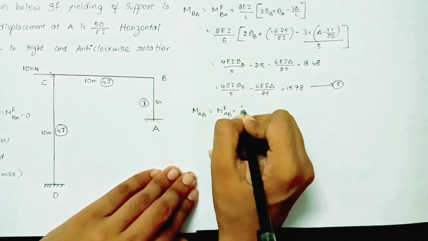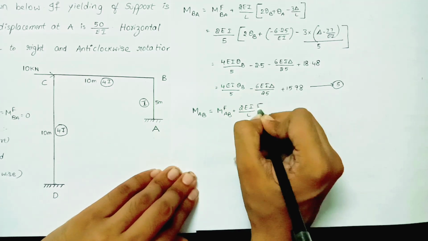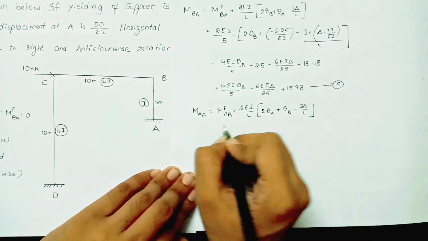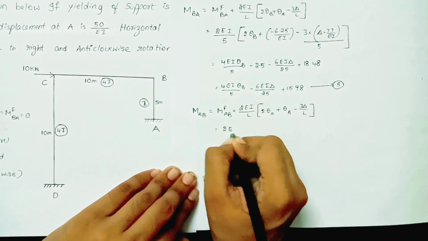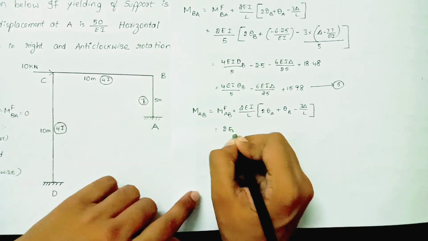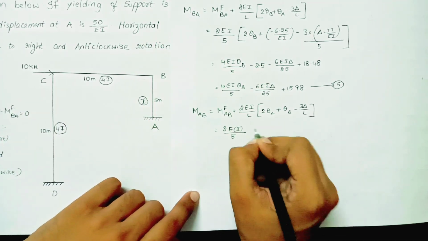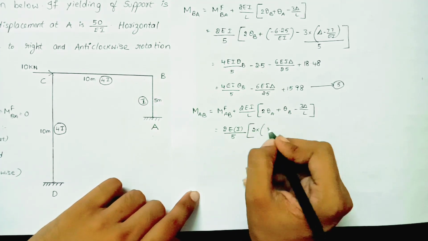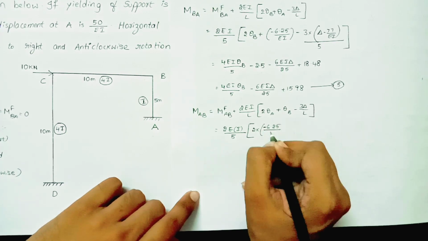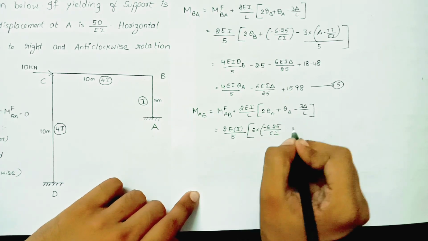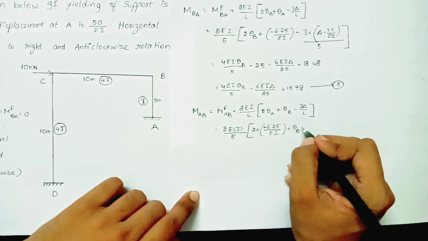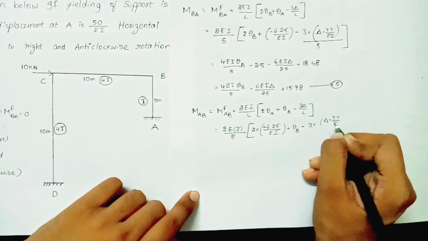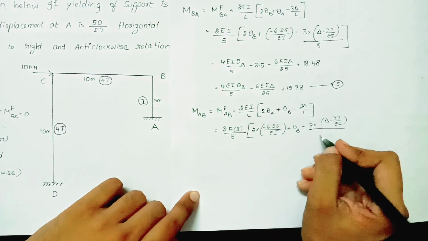MFAB plus 2EI by L into 2 theta A plus theta B minus 3 delta by L. Now fixed end moments are 0. For the member AB the I value is same and length is 5 meters, and 2 into theta A is the rotation, minus 6.25. It is anti-clockwise rotation, so minus 6.25 by EI plus theta B remains theta B minus 3 into the same value we have to substitute delta, minus 77 by EI, whole divided by length 5 meters.